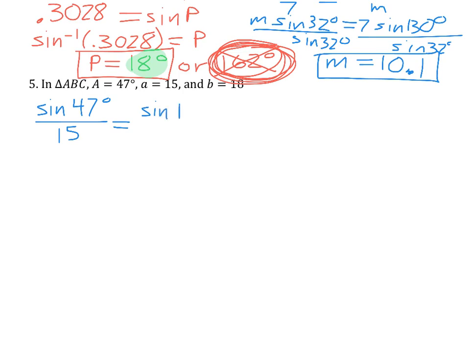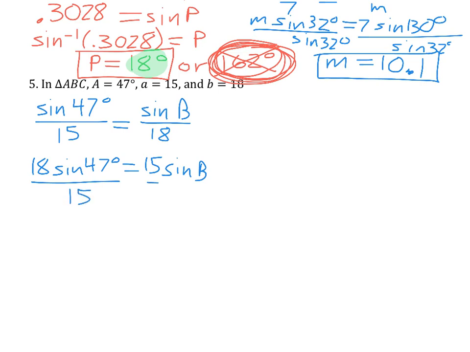Sine of angle B over, that's an 18 it looks like. Cross multiply 18 times sine 47 equals 15 times sine of B. Divide by 15. This gives you 0.8776 equals sine of angle B.